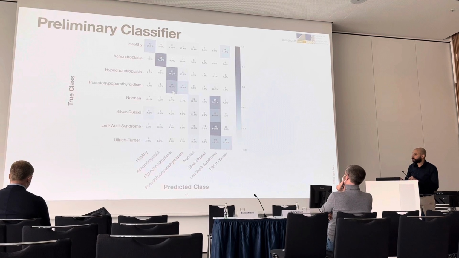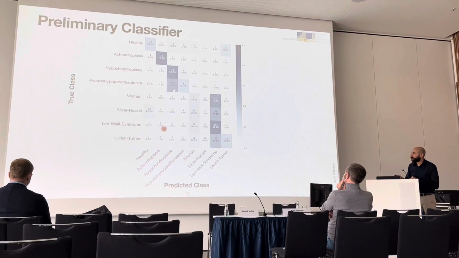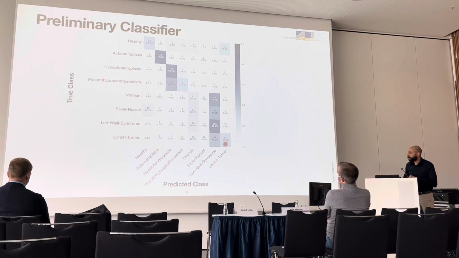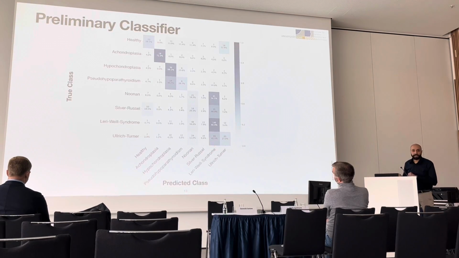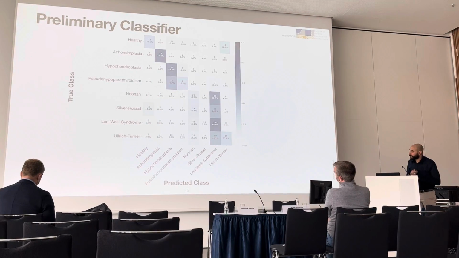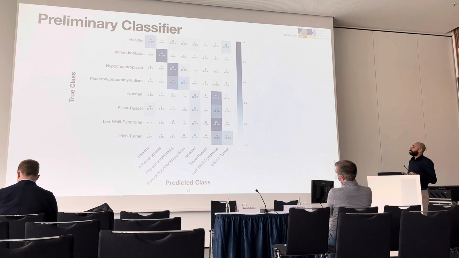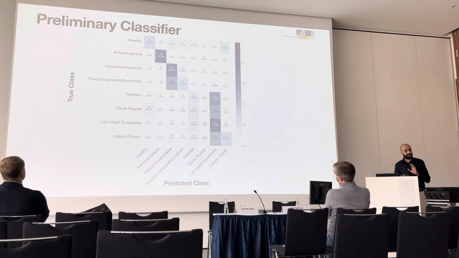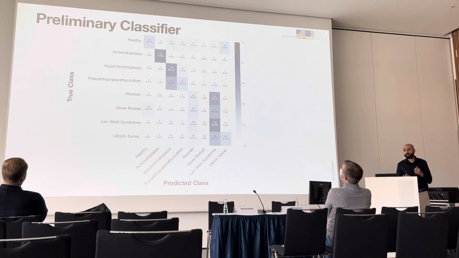For example, in the bottom row, 27% of Ulrich-Turner cases are correctly classified, but around 41% of them are incorrectly classified as a very wide syndrome. So the confusion matrix can tell us something about the phenotypic similarity.